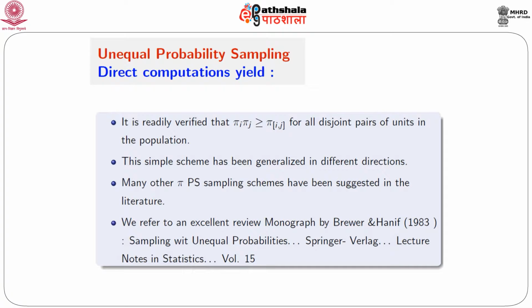And for such a scheme, it is a routine exercise to work out pi ij. You can see that pi ij is positive, and you can verify readily that pi i times pi j is greater than or equal to pi ij for all distinct units in the population. This sampling scheme has been generalized in different directions. Many other PPS sampling schemes have been suggested.